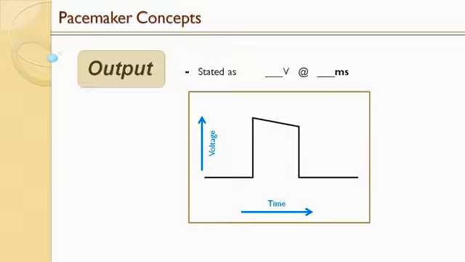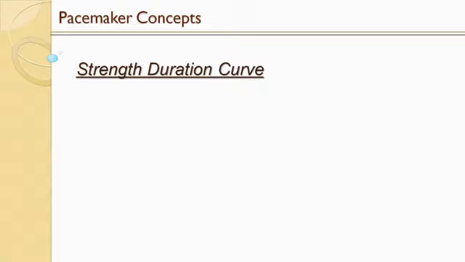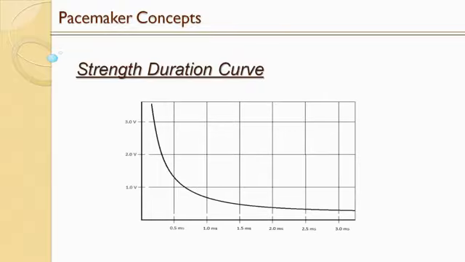Another thing that we want to talk about is the strength duration curve. If you were to measure someone's threshold with multiple voltages and multiple pulse widths, you could plot them all out on a graph and it would look something like this. Once again, we have the voltage on the vertical axis and the pulse width on the horizontal axis.